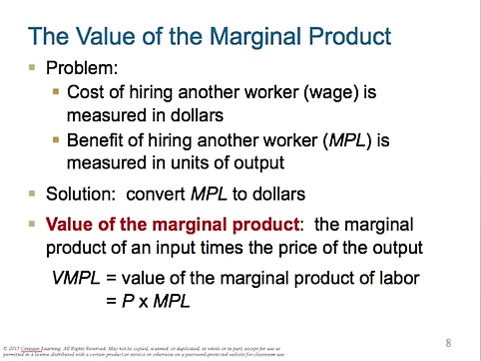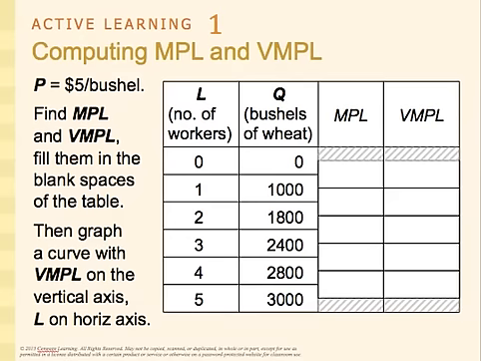In this example, the value of marginal product of labor, or VMPL, is simply the price you can get for the bushels of wheat times the marginal product of labor. So if you hire one more worker and you get 1,000 more bushels of wheat, you take the price of wheat and multiply by that 1,000 that you get to hire another worker, and you have your value of marginal product. Now let's work through an example to illustrate this.